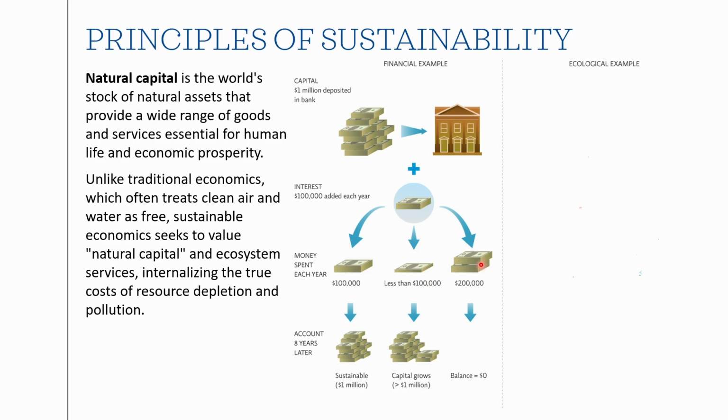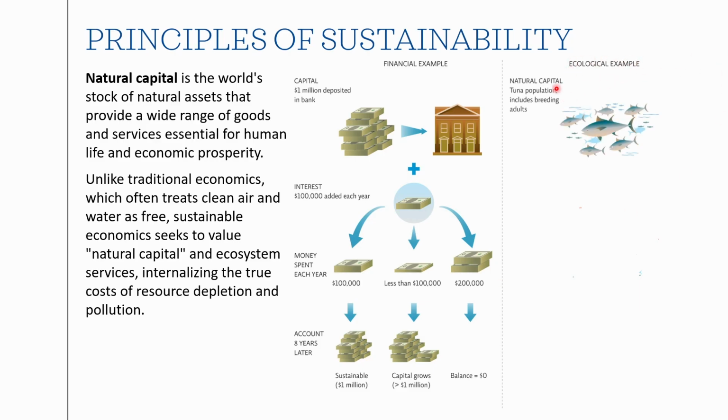If we overspent, if we broke our budget and spent $200,000, well, now after just 8 years, we are at a balance of zero. So we used our money unsustainably. Well, ecosystems are very similar in this regard. So let's look at an ecological example.